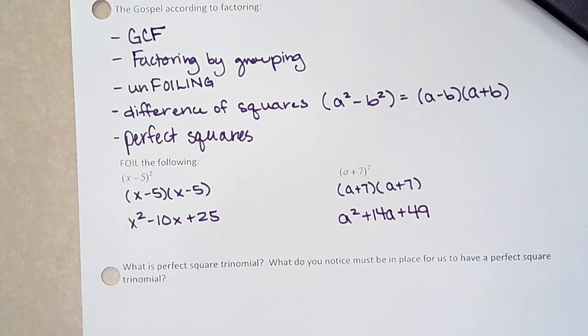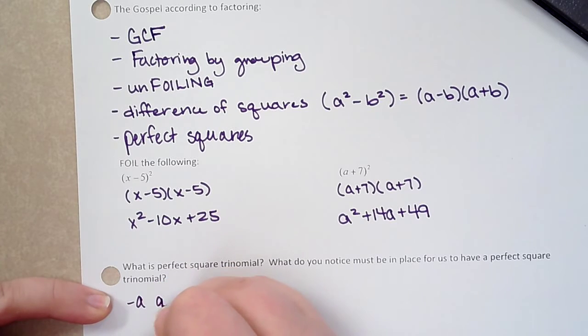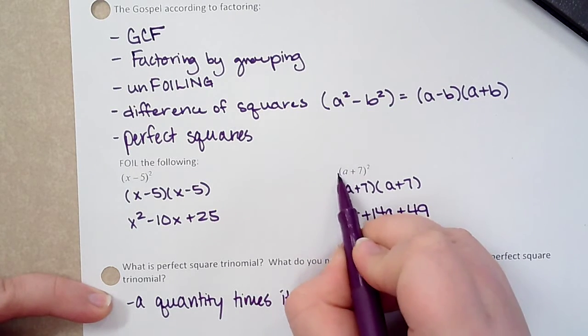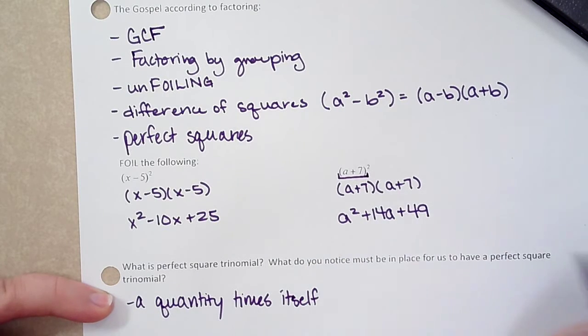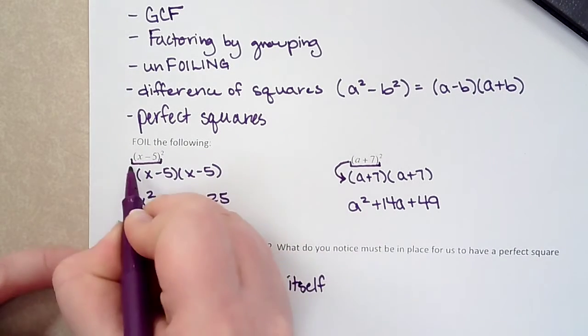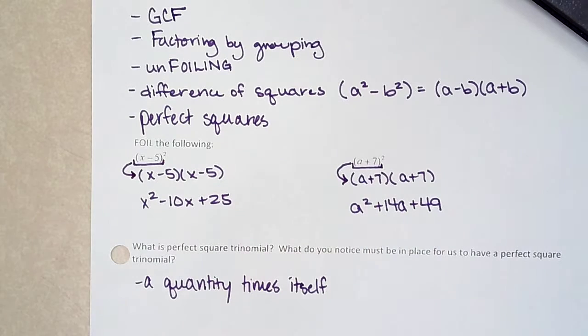So what is a perfect square trinomial? And what do you notice must be in place for us to have a perfect square trinomial? So a perfect square trinomial is a quantity times itself. So notice, this is the quantity. When we FOIL it, we just multiply it by itself. Same thing over here. The quantity x minus 5 squared is the same thing as saying x minus 5 times x minus 5.